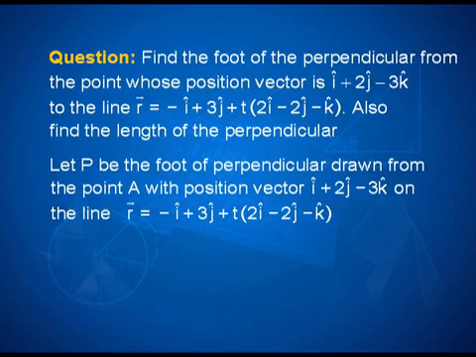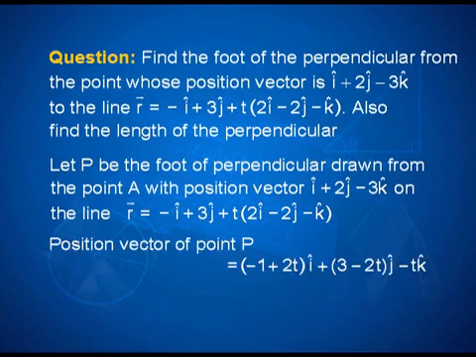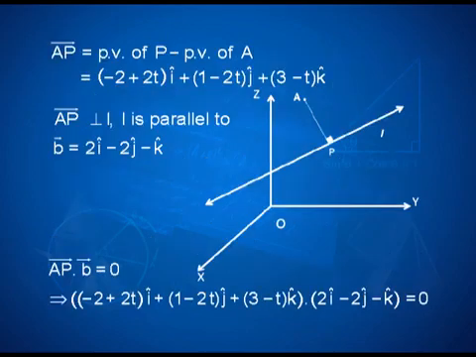Also, if I look at the point P, that is any point on the line, so its coordinates are known to us by using the equation of the line as (minus 1 plus 2t) i cap plus (3 minus 2t) j cap minus t k cap. So, you look at the equation of the line and use that to find the coordinates of any point on that line. Let us find the direction ratios of the vector AP. So, I know that the vector AP is the position vector of point P minus the position vector of point A. So, I have the vector AP known.